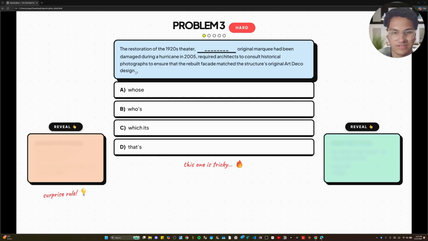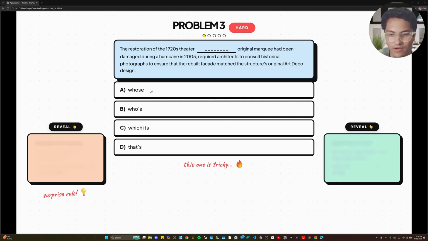The restoration of the 1920s theater, who is original, that already does not work. The restoration of the 1920s theater, that is original marquee, had been damaged. That also doesn't make sense. So we know B and D are wrong, and we're going to be going in between A and C. C is wrong since it just messes up what's the subject.